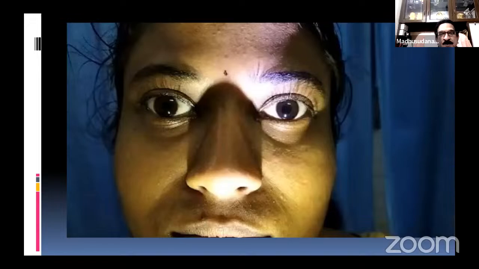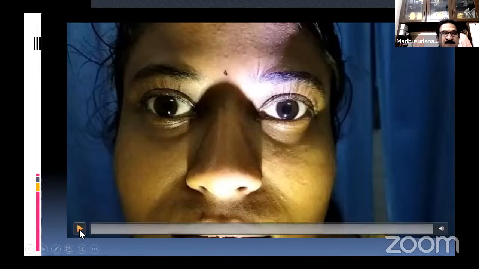Now let us see the same video in slow motion. I want you to look at the root of the nose, not at the eye. If you look at the eye, you may only see the movement of that eye. But if you look at the root of the nose, you can see the movement of both eyes simultaneously. Now let us play the slow motion video.